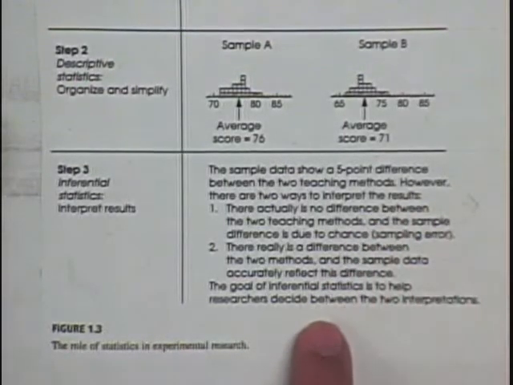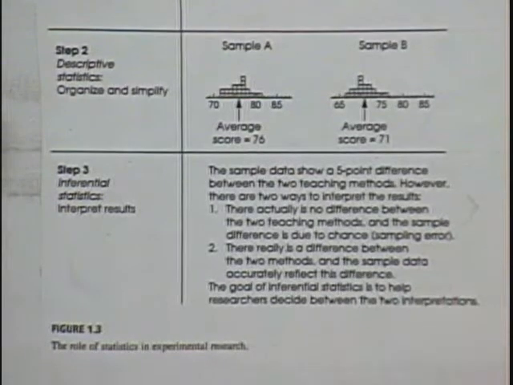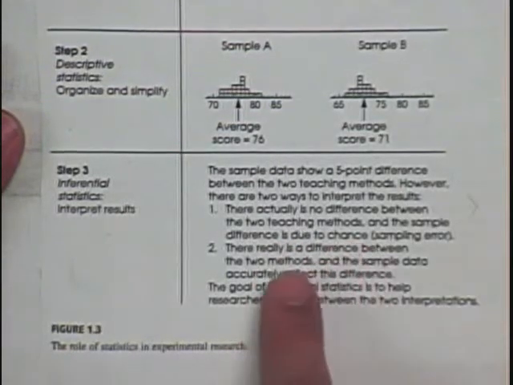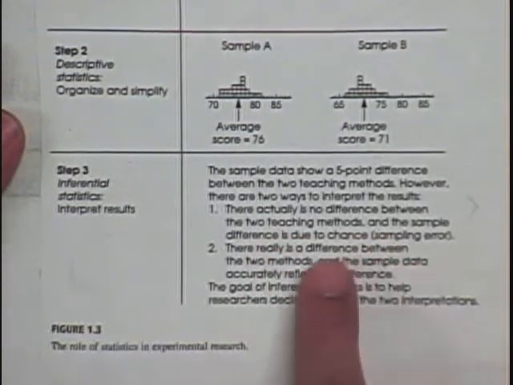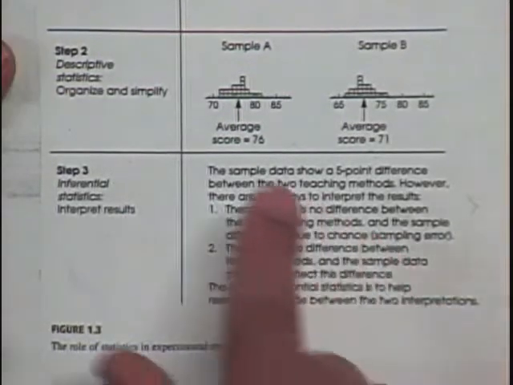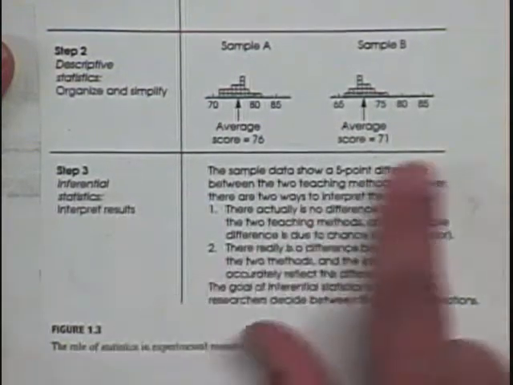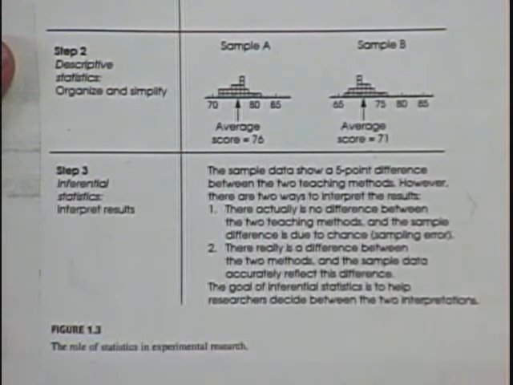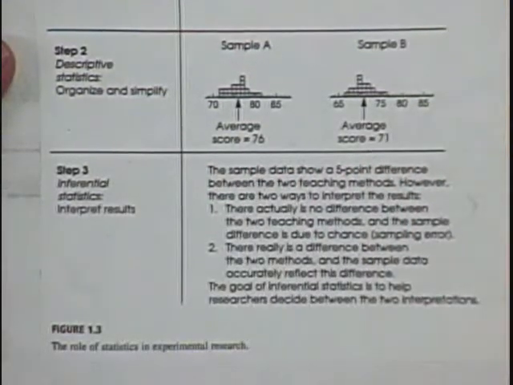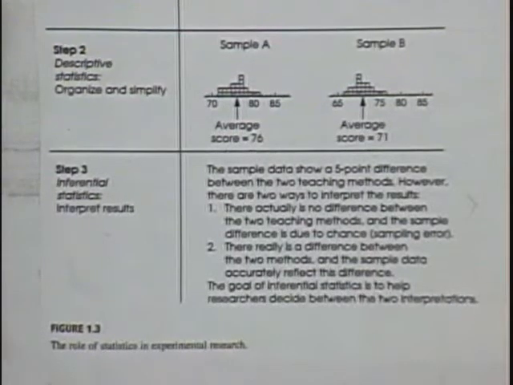And I really like the way that it puts it here, that in doing the inferential statistics, what you're trying to do is decide between one of these two interpretations. One says that there is actually no difference between the two teaching methods, and the sample difference is due to just chance, just sampling error. Maybe we got some smarter children in one group than in the other, or whatever. You know, it's just chance. The difference doesn't really mean that there's a difference in the teaching method.